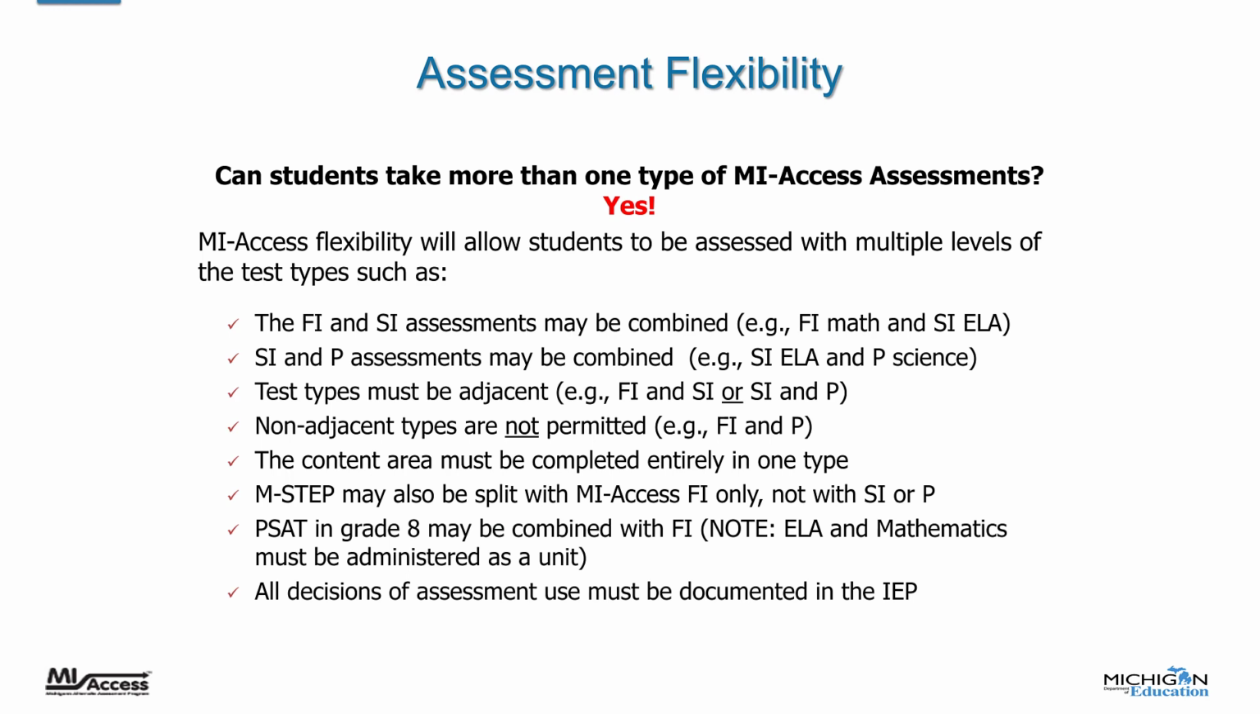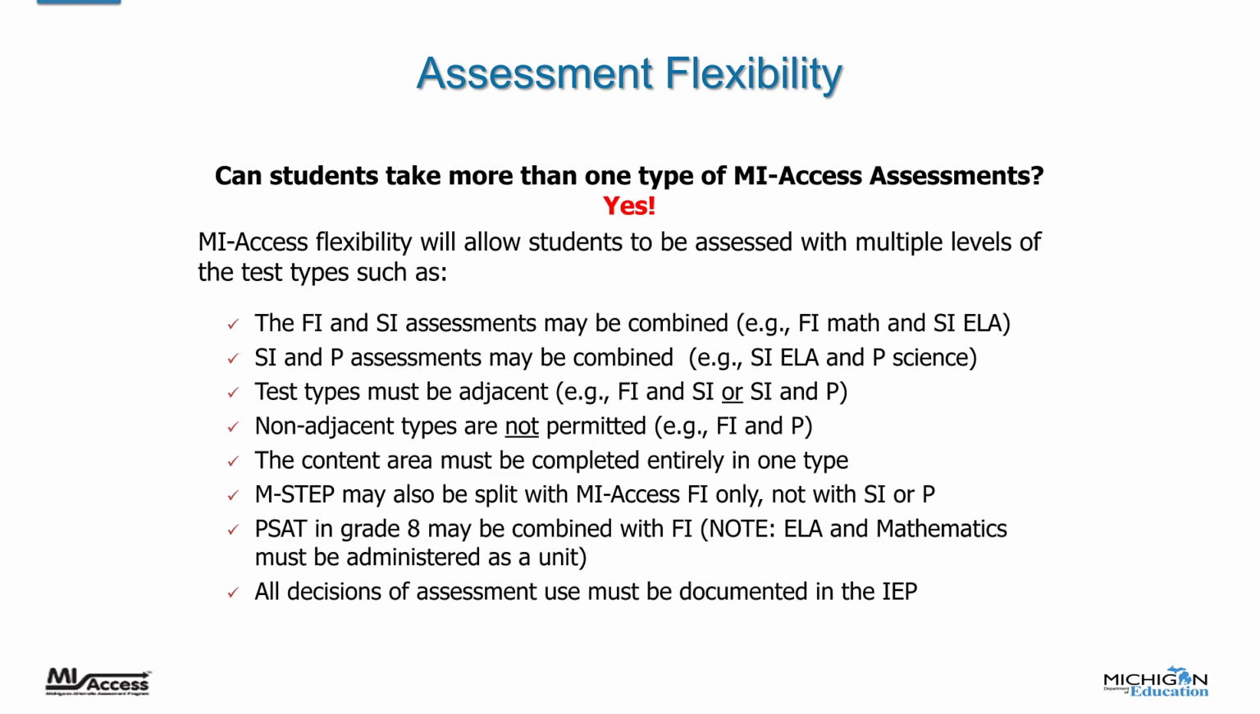Some have asked over the years if students can be assessed in more than one type of the My Access assessments, and the answer is yes. Students may be assessed using multiple levels of the tests. For example, FI can be combined with SI. For example, a student may be assessed with FI Math and SI with ELA assessments.